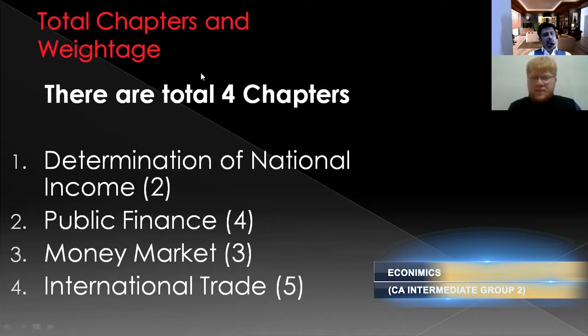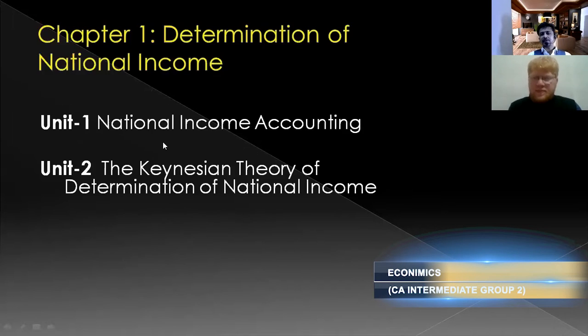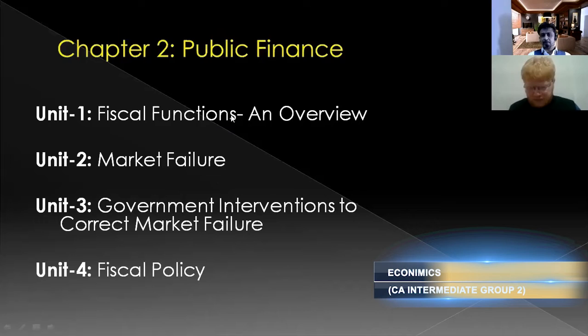Yes. Now see, as far as the first chapter, Determination of National Income, is concerned, there are 2 units. The first is National Income Accounting, whereas the second unit is called the Keynesian Theory of Determination of National Income. The second chapter is Public Finance. The first unit is Fiscal Functions and Overview. The second unit is called Market Failure. Third is Government Intervention to Correct the Market Failure. And the 4th unit is Fiscal Policy.